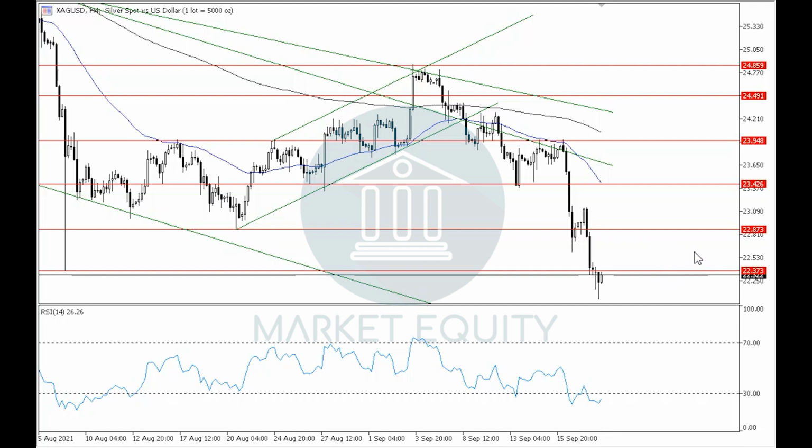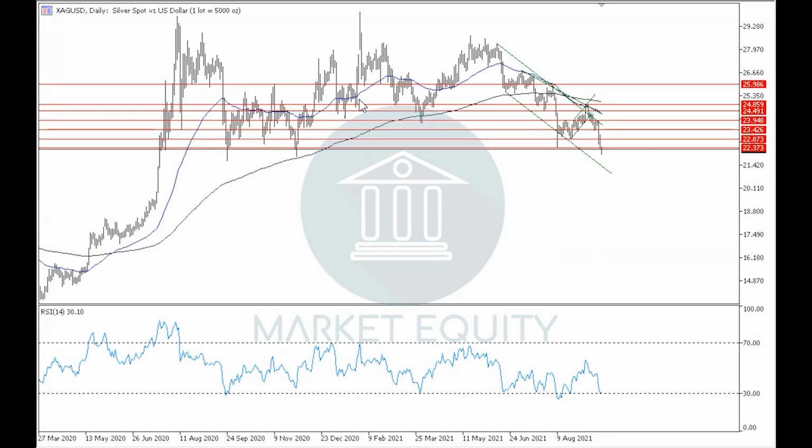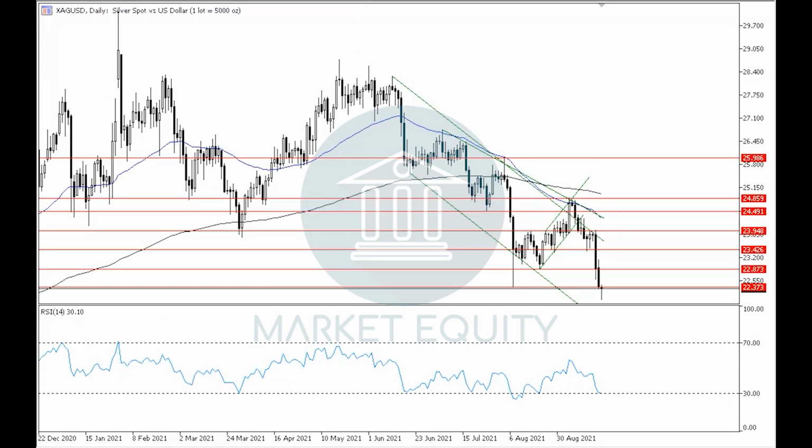holding below it, will support the continuity of the downtrend in the 4-hour time frame as well as the daily time frame, and will then continue to target around level 21.60 as a primary target in the current downtrend.